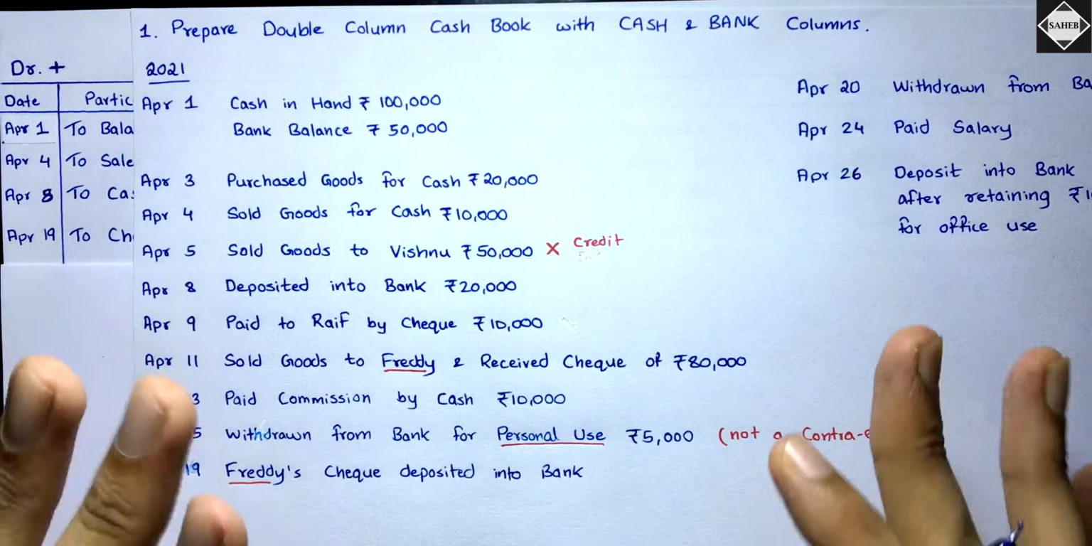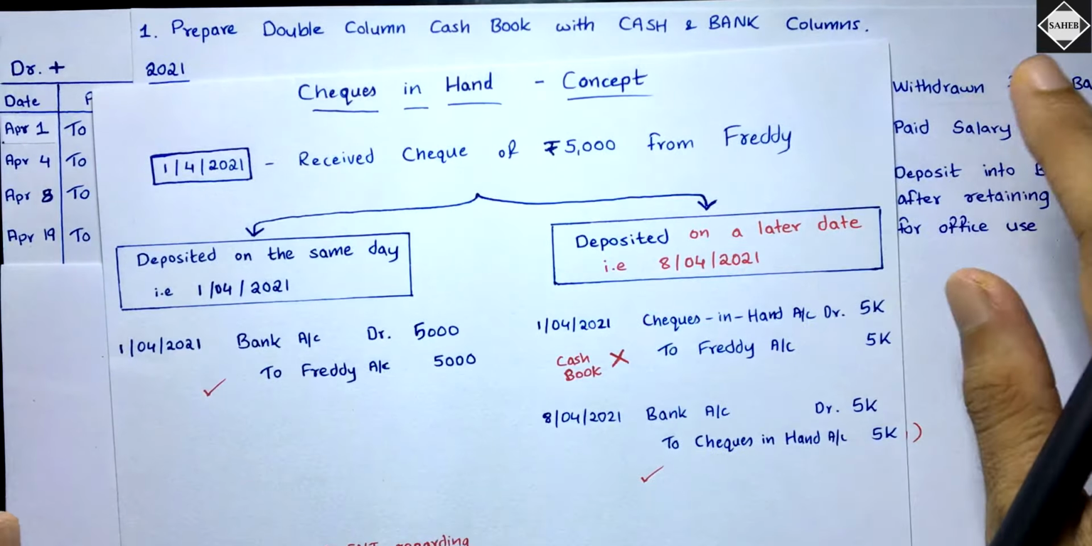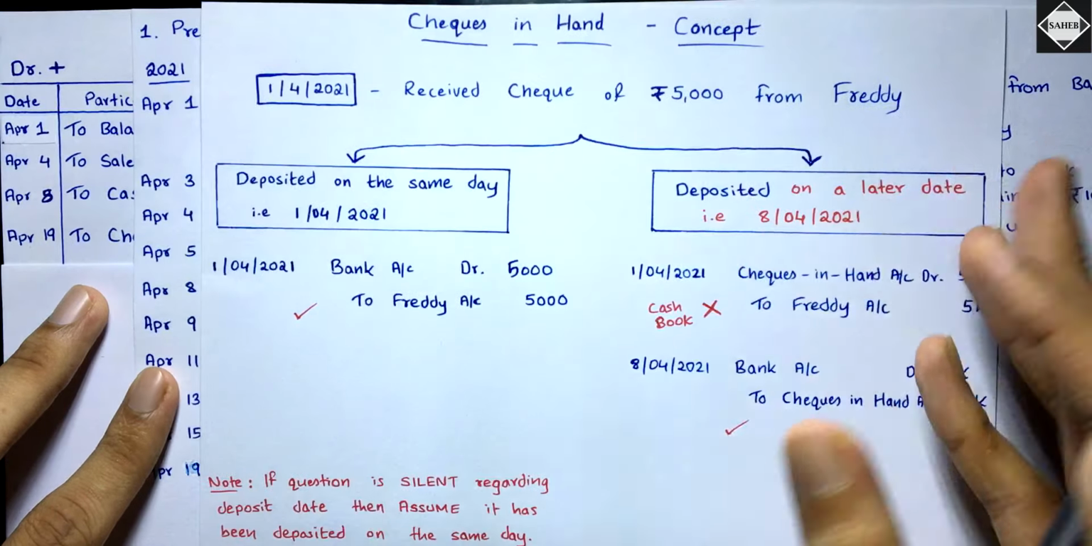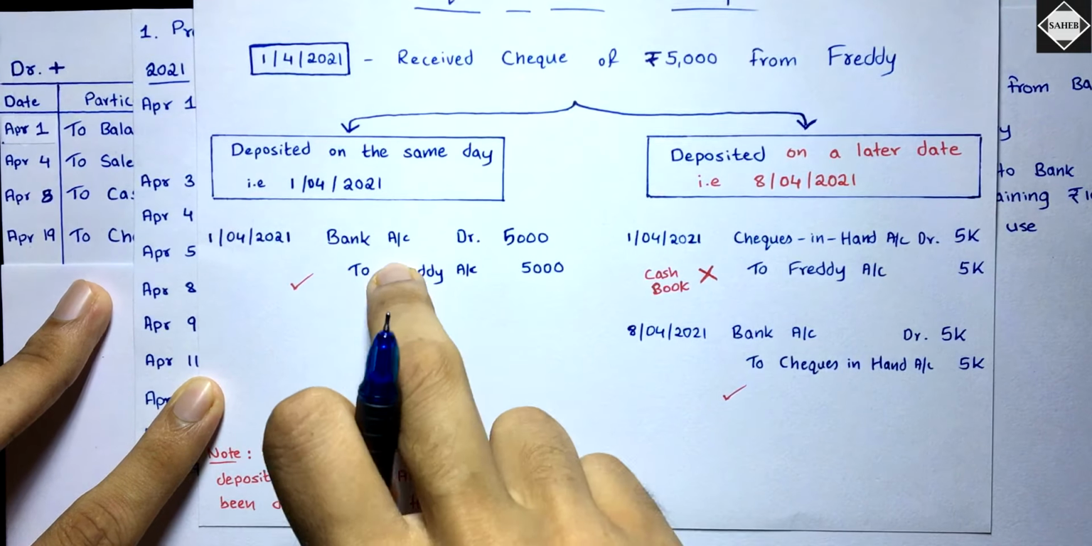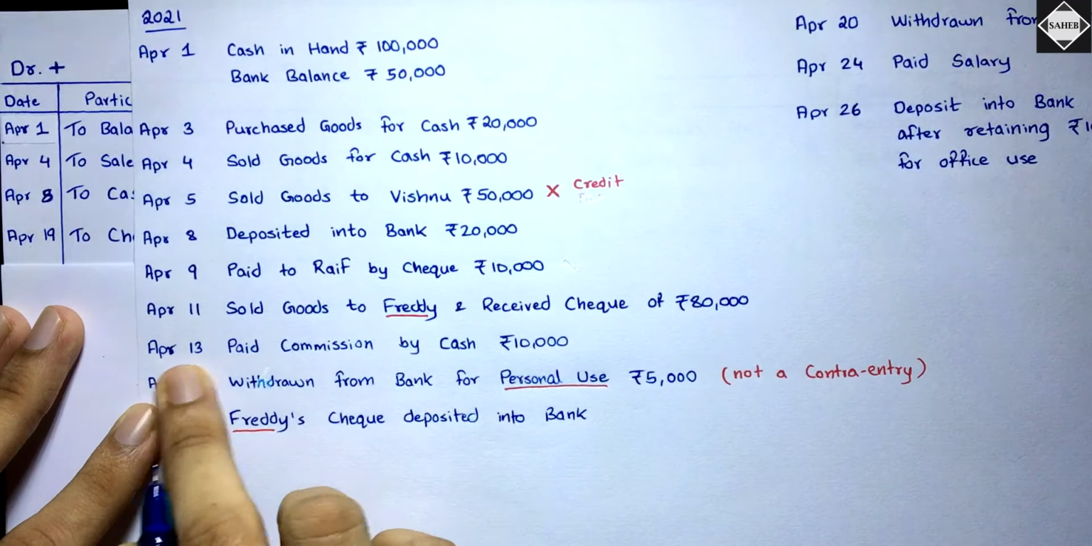Okay, so both the things I discussed with you: the second scenario, which is the case in this question, and if the question is silent, then you have to assume this scenario. Clear? You got that? Practically you got that completely. Fine, let's move on. Next, on April 13, we have this transaction.